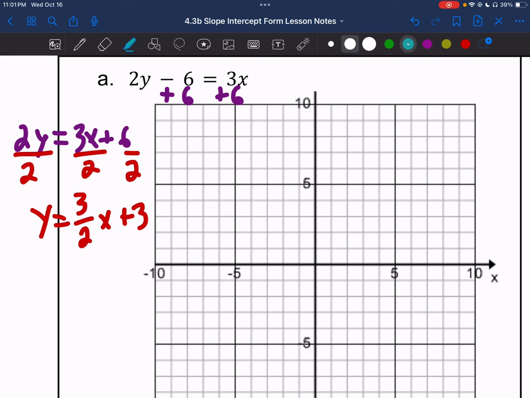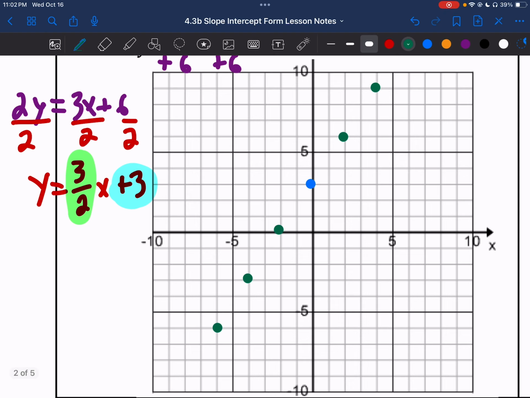And so now, if I look at that equation, my slope is right here with 3 halves, and my y-intercept is right here with plus 3. And so if I plot that point, a point at plus 3, and my slope is 3 halves, so I'm going up 1, 2, 3, and to the right 2, up 1, 2, 3, to the right 2. I have my bare minimum of points of 3, but I'm going to give myself a little bit more room for accuracy, so I'm going to do the pattern backwards. So instead of up 3 to the right 2, I'm going to go down 3 and to the left 2, down 3, left 2, down 3, left 2, and we'll go down 3 and then left 2.